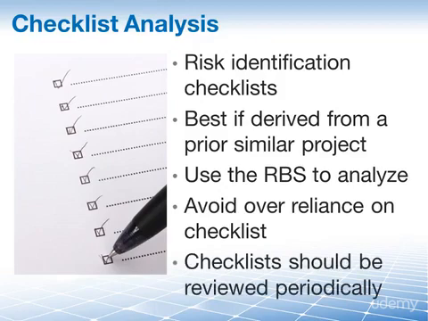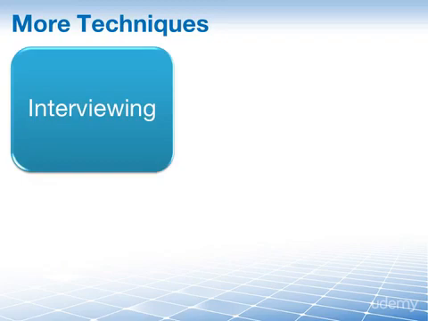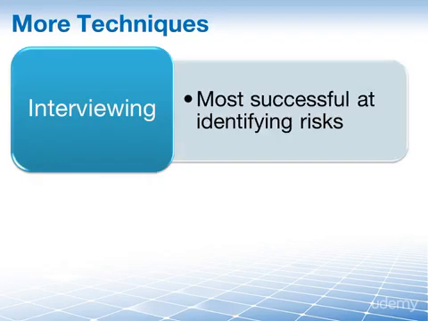The checklists, once again, are probably going to be used again in future projects. So reviewing them and removing non-relevant or outdated risk information, outdated ideas, as well as adding to it, makes them that much more valuable. Two additional techniques for gathering information about risk are interviewing and root cause analysis. Interviewing is one of the most successful methods of identifying risk on your project.